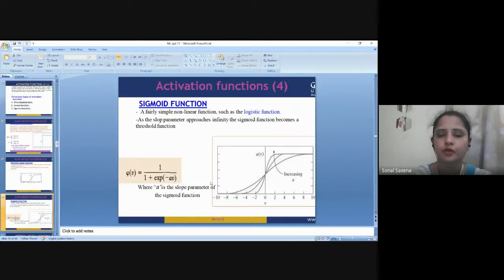Now, I have told you the sigmoid function, which is a fairly simple nonlinear function, such as the logistic function. And as the slope parameter approaches infinity, the sigmoid function becomes a threshold function. So this is the formula here. You can see the formula. It is given by phi equals 1 divided by 1 plus exp minus av, right? Where a is the slope parameter of the sigmoid function. And here you can see the graph. It is an S-shaped graph. You know, the sigmoid function will always depict some S-shaped graph here.